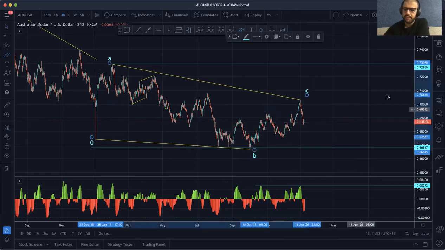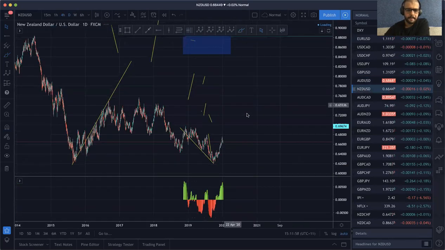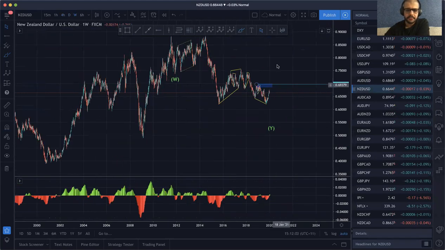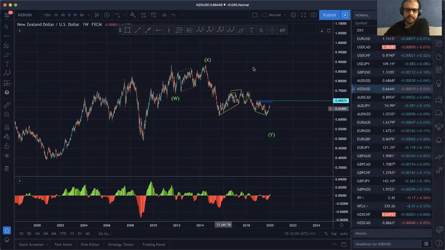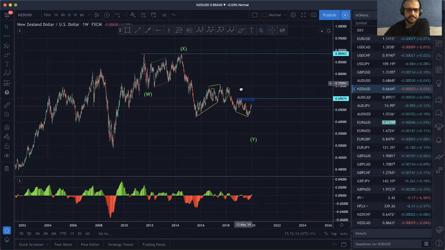Okay, let's take a move across to New Zealand dollar now. We'll start on the weekly. Okay, similar to what's happened with Aussie, we'll start from the top here. And again, I'm just going to be looking at this downside movement to give us more of a picture.